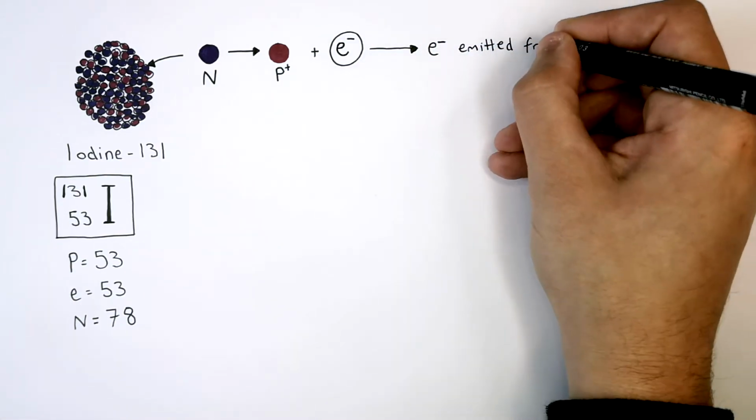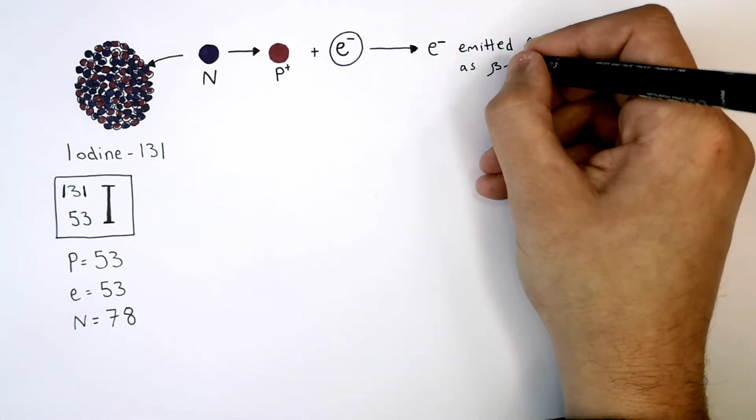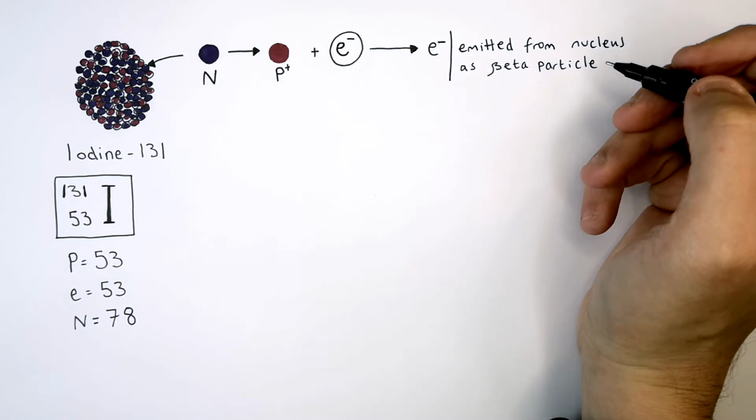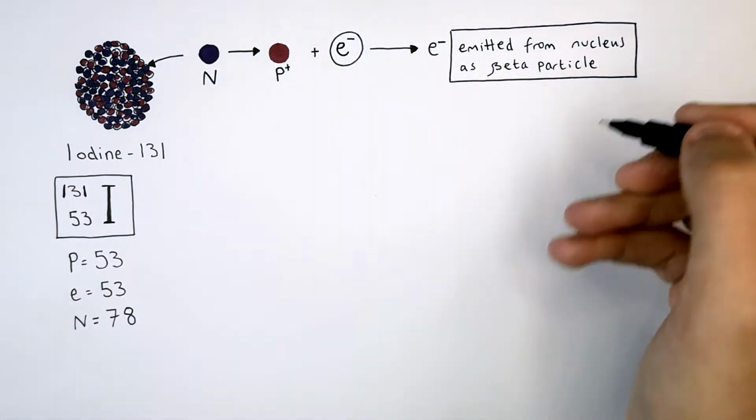And this electron is emitted as a beta particle. So a beta particle is an electron.